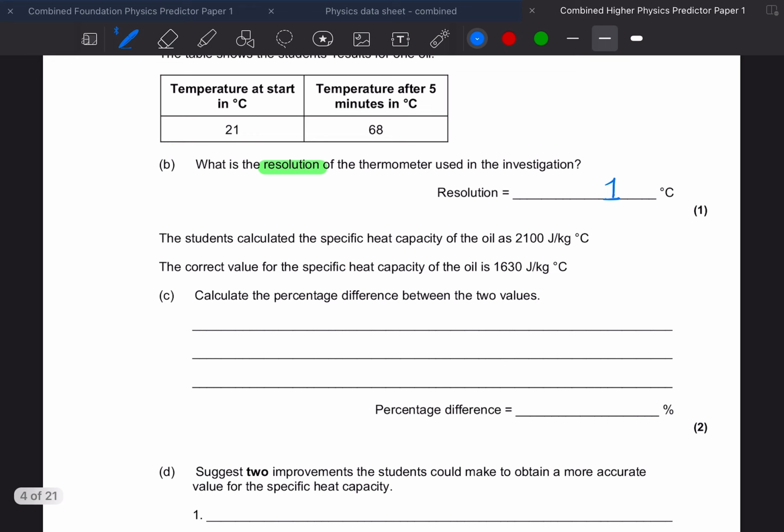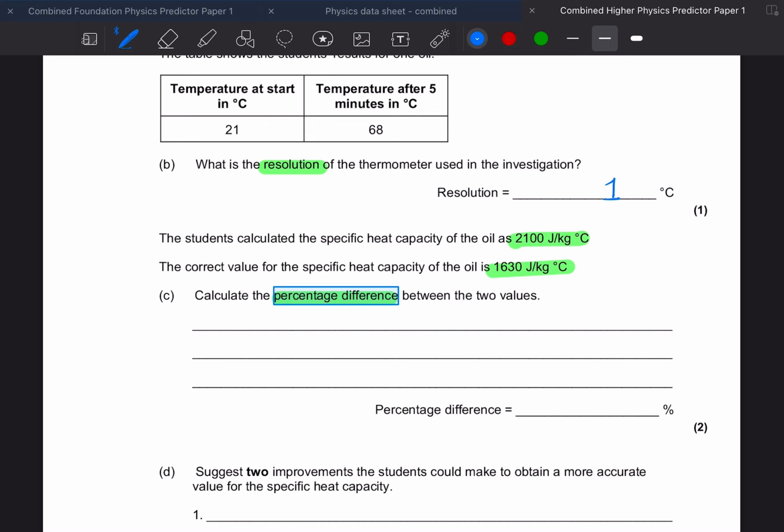Students calculate specific heat capacity of the oil as 2,100 joules per kilogram degree Celsius. The correct value for specific heat capacity of the oil is 1630 joules per kilogram degree Celsius. Calculate the percentage difference. Okay, percentage difference is something that, if you read exam reports, and if you're a science teacher like I am, you see that students often get this wrong. Very rare that students get these right. So let's break down what percentage difference means.